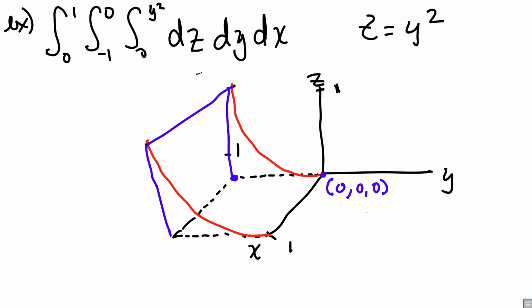And 0, -1, 0. Right. Okay, so what's going to be the coordinate of this point up here? Zero, -1, 1. And then, okay, let's go to this point here. What's going to be the coordinate? One, -1, 1. Okay.